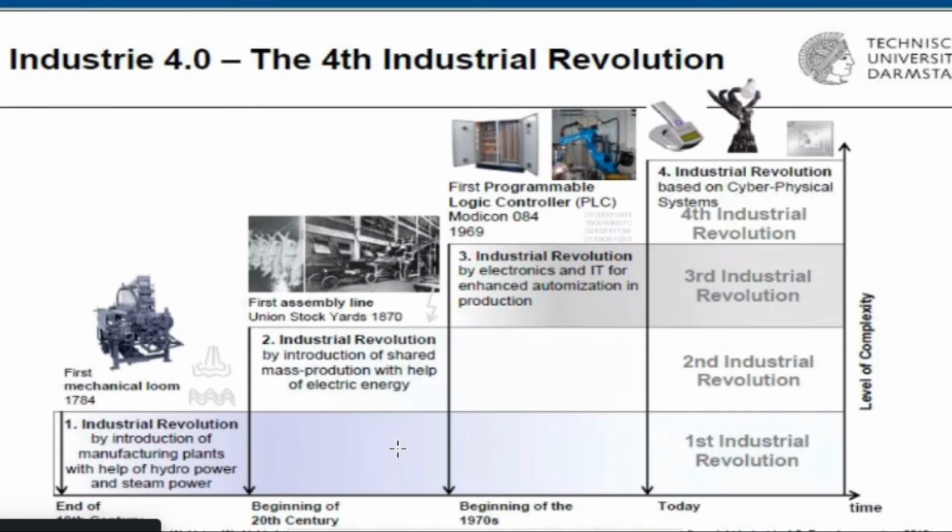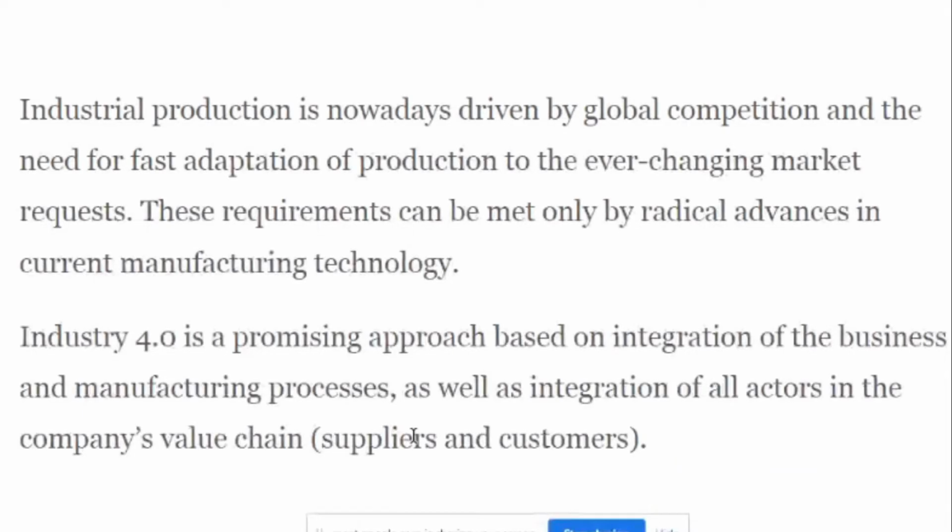I'll quickly go through this. We are talking about global competition and a need for fast adaptation of production to the ever-changing market requirements in terms of products, etc. So essentially, you're talking about an approach which requires to marry both business and manufacturing process, and also the entire value chain. You're talking not just about the manufacturing process and the factory, but also things like suppliers, customers, logistics, etc. So you're looking at a holistic 360 degrees view of integration of business, manufacturing system as well as the company's value chain.